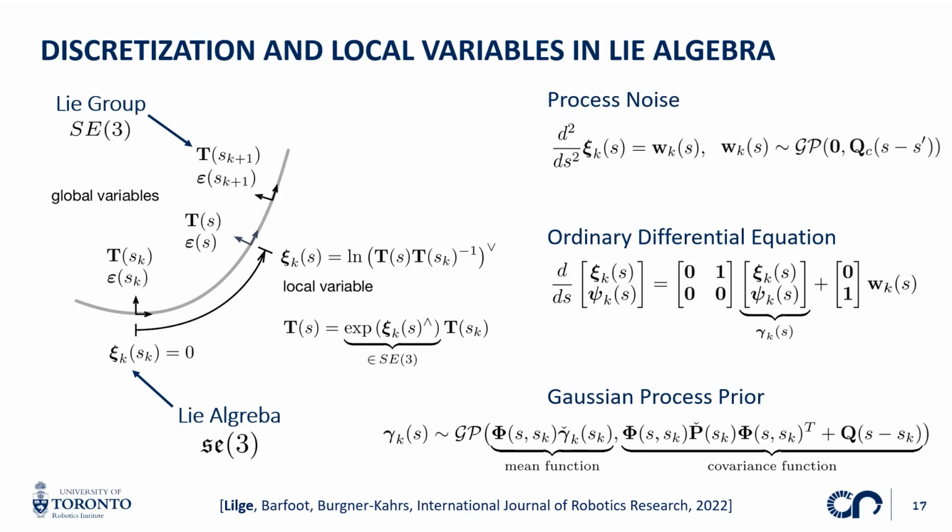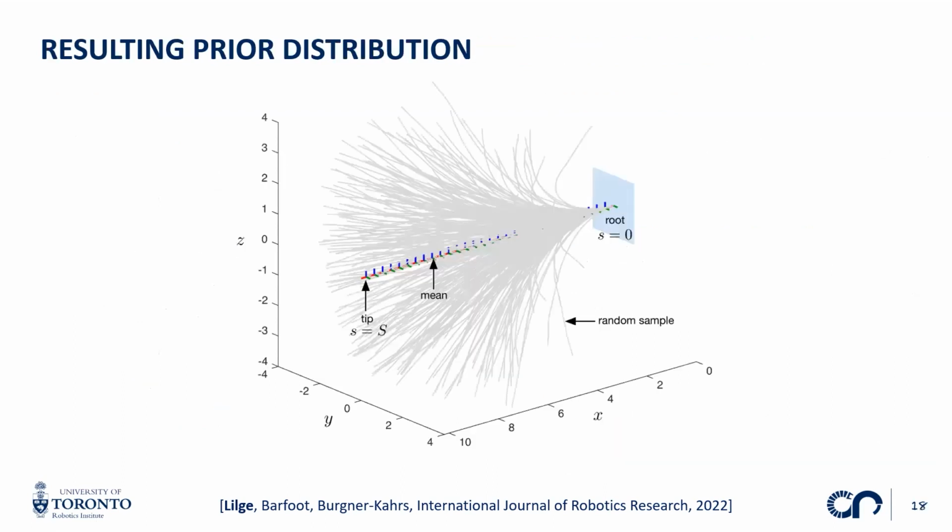All right, so this is the development of the prior in the local form, and that results in the following prior distribution. Because we assumed a zero mean for my Gaussian process, the mean or the most likely state of the continuum robot initially will be a straight rod, with all these different samples possible, drawn from this probability distribution.